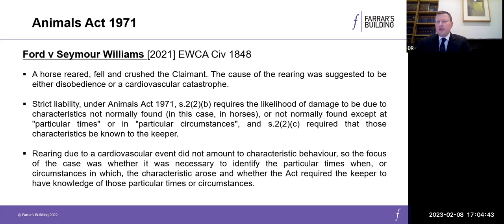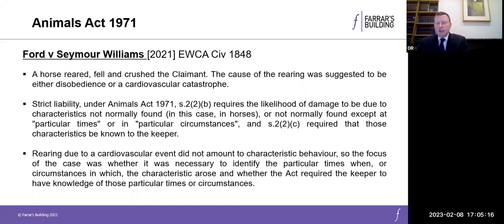But the discrete point in this case was that in order to establish liability under Section 2.2, Section 2.2b requires that the damage that was done be due to characteristics that are not usually found in the animal, in this case in horses, or not normally found in the animal except at a particular time or in particular circumstances. And Section 2.2c requires that those characteristics are known to the keeper.